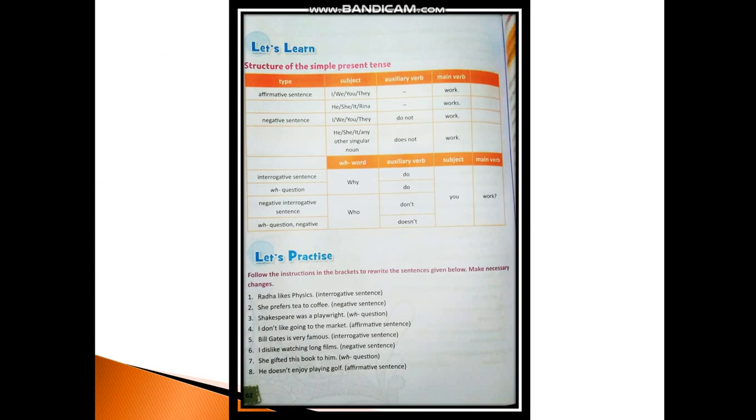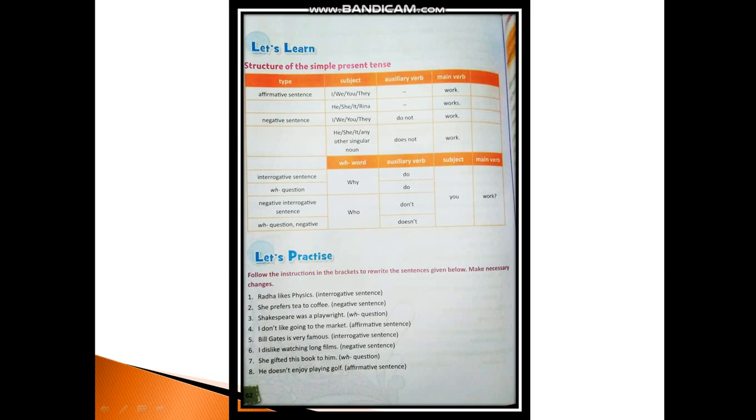Next you have the structure of the simple present tense. If it is an affirmative sentence, then we'll write I work, we work, you work, or they work. And for he, she, it, or Reena, that is the third person, you'll write he works, she works, and so on. And negative sentences like I do not work, we do not work, you do not work, they do not work. Okay. He does not work, she does not work, and so on.